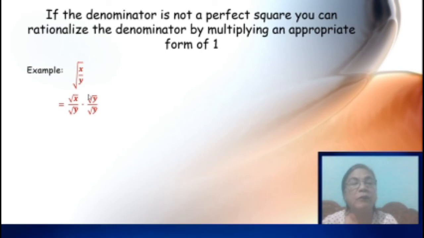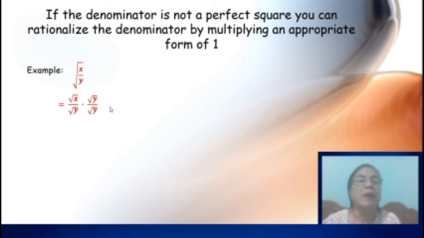What is square root of y over square root of y? It is the form of 1. We said that any number divided by itself is equal to 1, right? Square root of y divided by square root of y is 1. So we did not change the value of this expression, square root of x over square root of y.